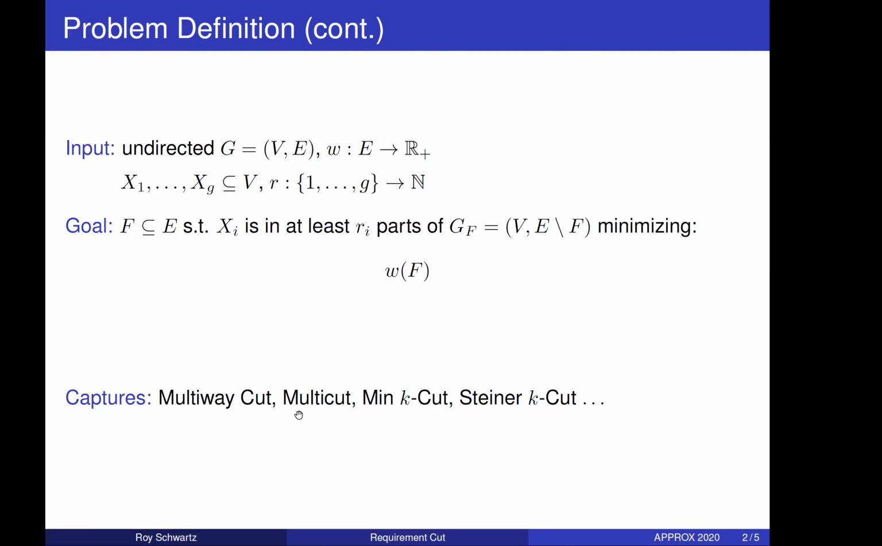It also captures multi-cut. In this case, the groups will be the pairs s_i, t_i we want to disconnect, and so on and on. So min k-cut, Steiner k-cut. This is one problem that captures all of these.